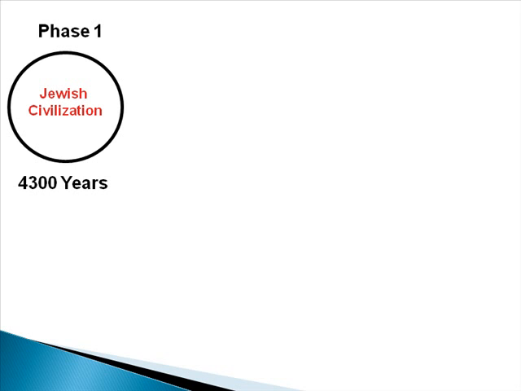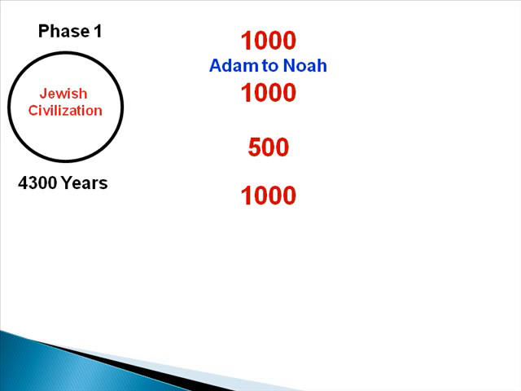So let's do a little review. The numbers are 1,000, 1,000, 500, 1,000. Okay, so here's the breakdown. It was 1,000 years from Adam to Noah. Adam is the first man, and Noah is his 10th generation descendant. He's going to be the one to survive the flood and rebuild the world. It was 1,000 years from Noah to Abraham. Abraham is a 10th generation descendant of Noah. So it was 1,000 years from Adam to Noah, and 1,000 years from Noah to Abraham.